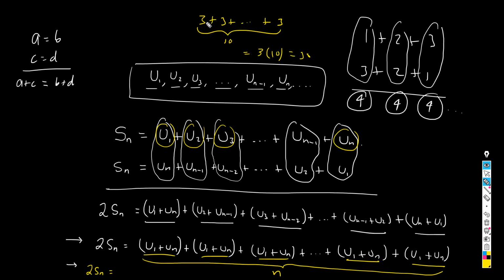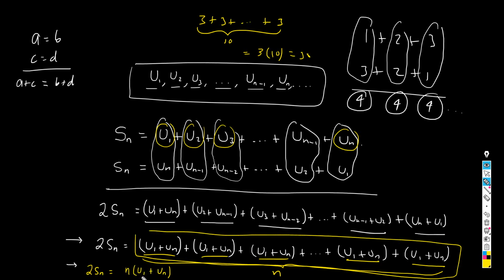So in other words, it is the expression that you are adding, in this case 3, times the number of expressions that you have, which in this case is 10. And it's going to work the same way in here. I have n expressions all equal to these parentheses. Therefore, this is expressible as n times U1 plus UN. You see, all of this stuff boils down to this, n times U1 plus UN.